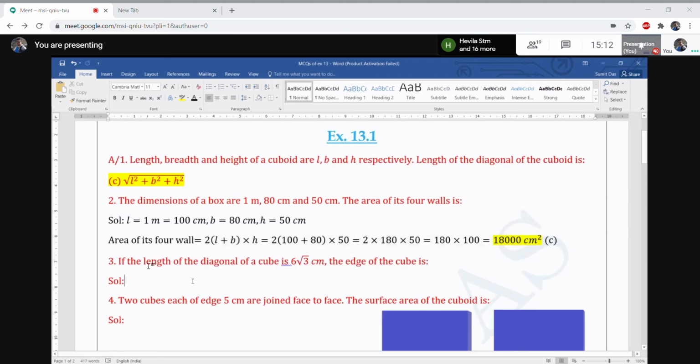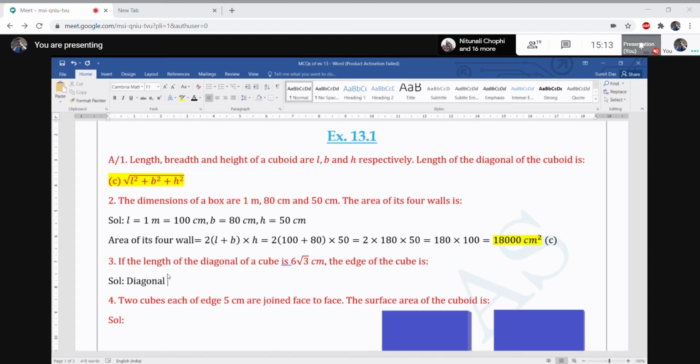Next question, number three. Number three is saying: if the length of the diagonal of a cube is 6 root 3, find the edge of the cube. Does anyone remember the cube diagonal formula? Diagonal of a cube formula. Anyone remember? I gave it one star mark though. I told you no question will come, but what is the diagonal of a cube?